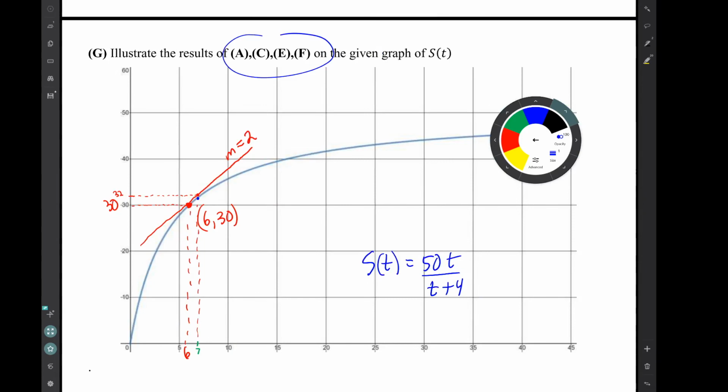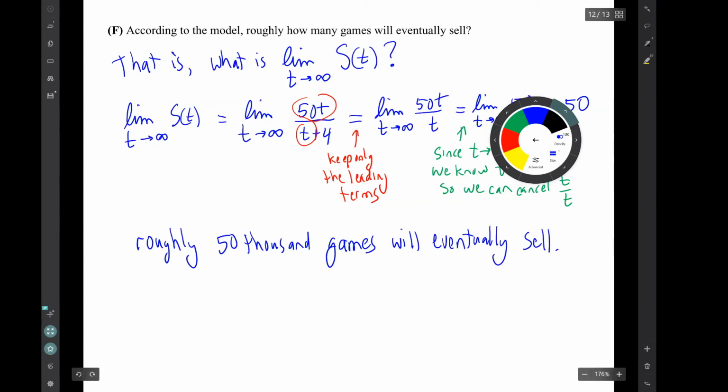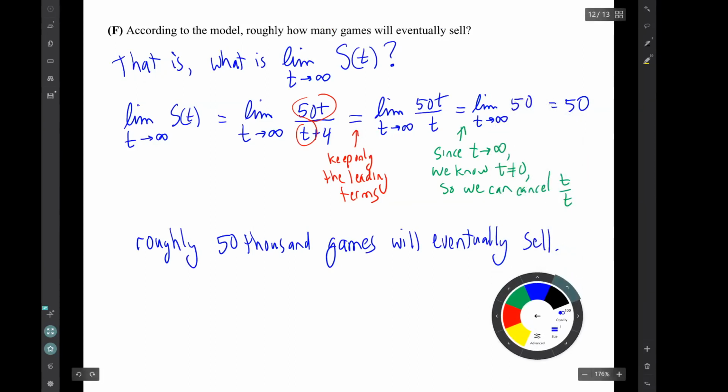What about the result of question F? The result of question F was that roughly 50,000 games will eventually sell, and it came from this calculation. The limit as t goes to infinity of S(t) equals 50. Now remember that that calculation corresponds to a description of a horizontal asymptote. That limit equation tells us that there is a horizontal asymptote on the graph on the right with line equation y equals 50.